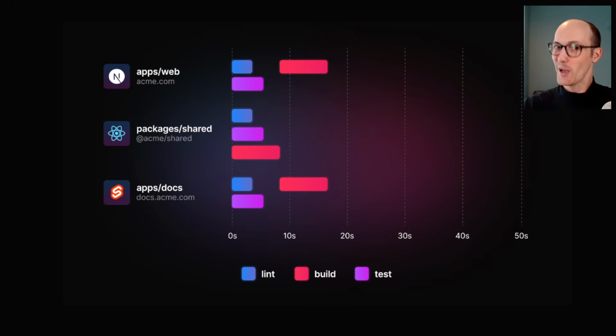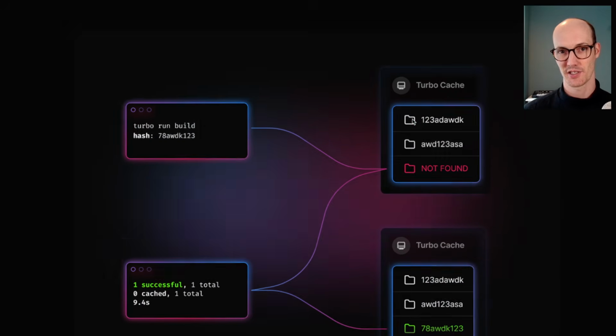But with Turborepo, it automatically schedules it for maximum parallelization, maximum concurrency. So you end up with all the lint and tests running together with the first build, and then the second build runs immediately afterwards.